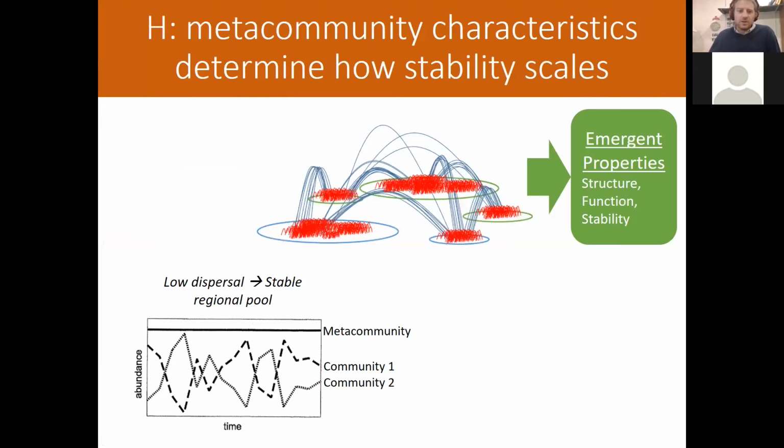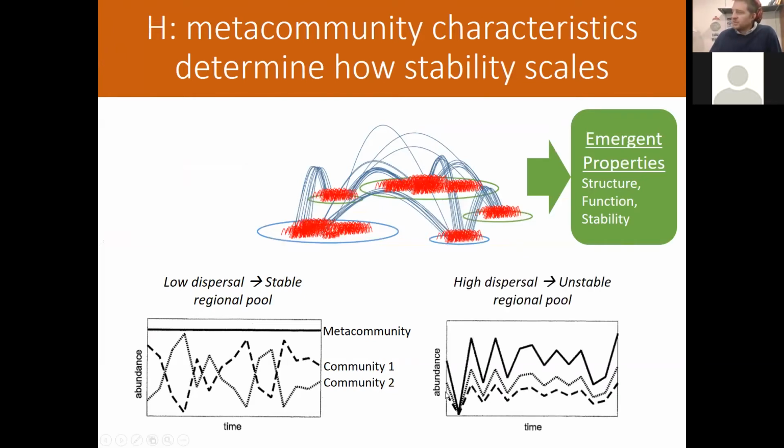And so a real simple graphical representation of our hypothesis, and also a hypothesis that a number of studies have recently been addressing, is essentially thinking about how dispersal relates to regional stability. So if we have this simple example of a metacommunity and we're looking at total abundance of community 1 and community 2, if they fluctuate out of sync or have compensatory fluctuation, then we see stability at the metacommunity scale. So that's pretty intuitive.